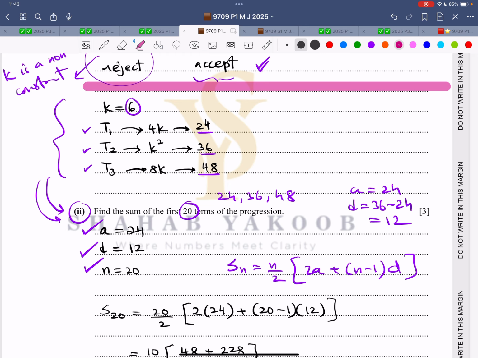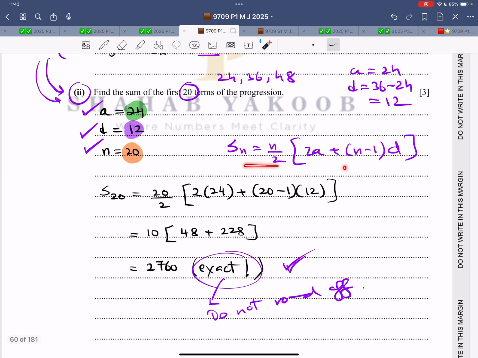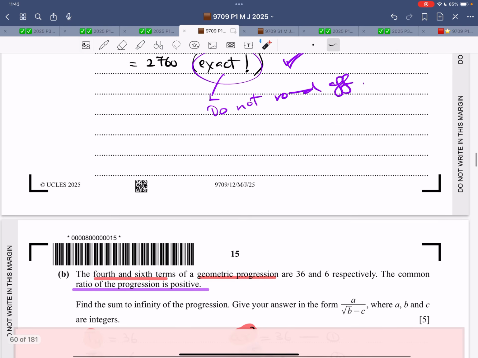Find the sum of the first 20 terms of the progression. So now what is the first term? The first term is 24. What is the second term? That is 12. What is the third term? That is 20. So now the first three terms, my bad, let me correct myself, that is 24, 36 and 48. 36 minus 24 is 12, and we are asking for 20 terms. That is over here. So now we use the sum formula, sum of 20 terms. This is exact. Do not round off. So the first two questions are done.